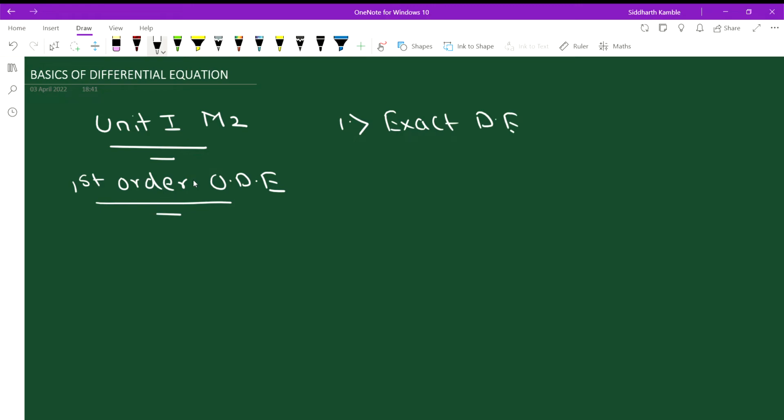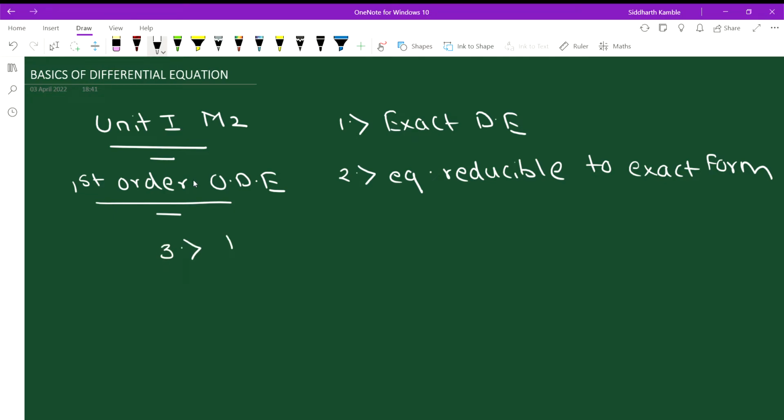differential equations. Second topic is equations reducible to exact form. Third topic is linear differential equations. And fourth topic is nothing but the Bernoulli's equation.